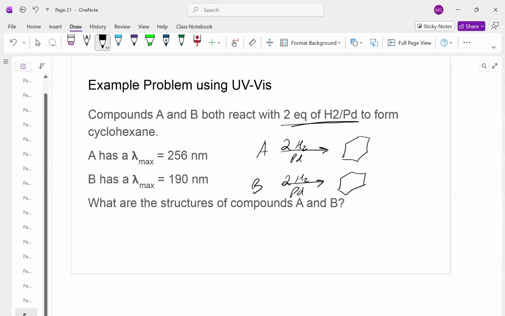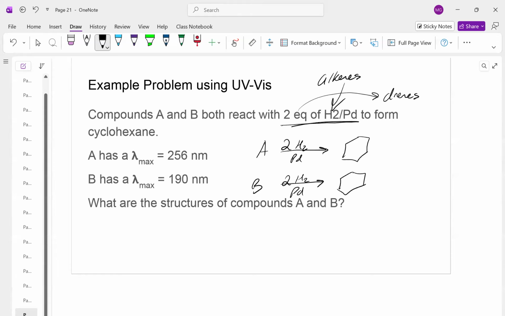Now, what kind of things react with hydrogen and a transition metal catalyst? Alkenes. And if we're using two equivalents, then maybe we're reacting them with a diene. Two double bonds require two equivalents of hydrogen. Each double bond requires one equivalent of hydrogen. So that's why we're using two. Now, how can we tell what the structure is of A and B?